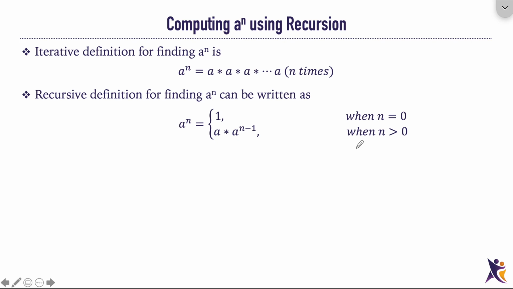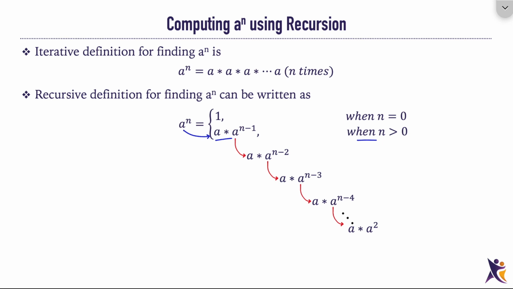Now let us assume n is greater than 0 and we need to find a power n. When n is greater than 0, we have this equation, right? A power n is equal to a into a power n minus 1. Now we have the term a power n minus 1, which can be written as a into a power n minus 2. In this also we have a term a power n minus 2, which can be written as a into a power n minus 3. This a power n minus 3 can also be written as a into a power n minus 4, and this substitution continues, and at some point we get a into a power 2.